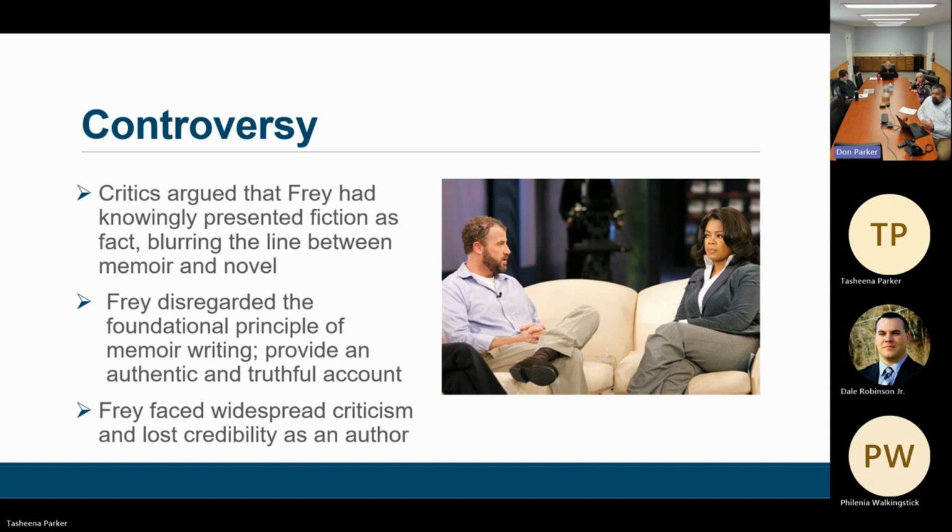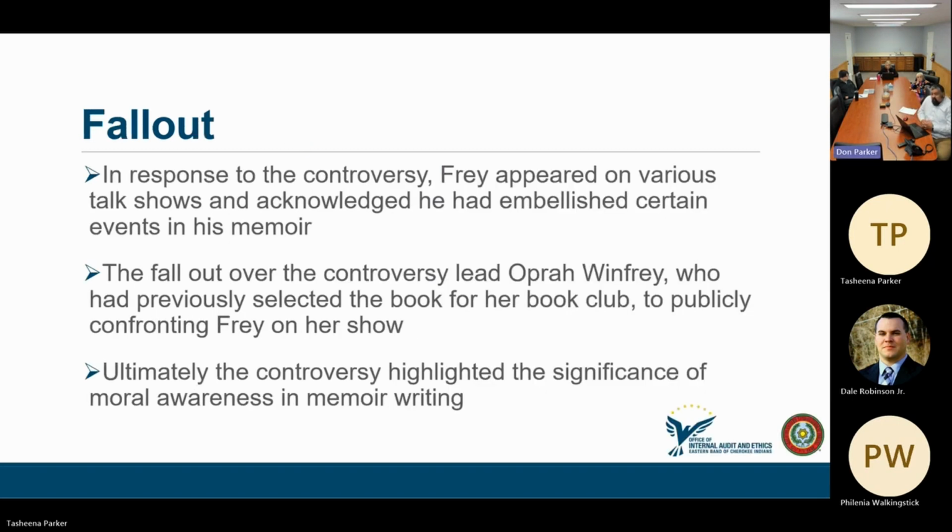of personal experiences. The fallout demonstrated the repercussions of lacking moral awareness. Fry faced widespread criticism and lost credibility as an author. In response to the controversy from the book, Fry appeared on various talk shows and acknowledged he had embellished certain events in his memoir. He defended his actions by stating he had written the book as a work of literature and that the emotional truth of his experience was more important than strict adherence to factual accuracy.